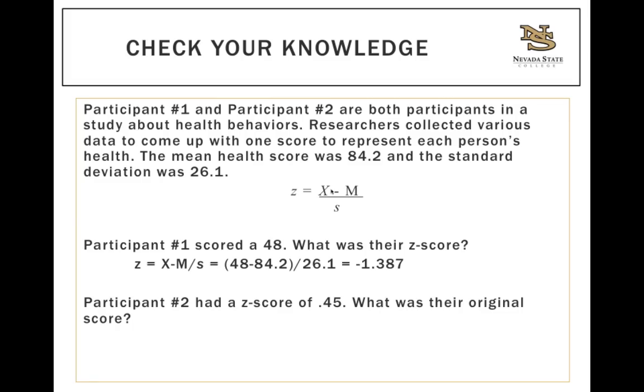So we can either compute z-scores from raw scores, or we can compute raw scores from z-scores. So I want you to just take a second to try and figure out what the raw score is for participant number 2.